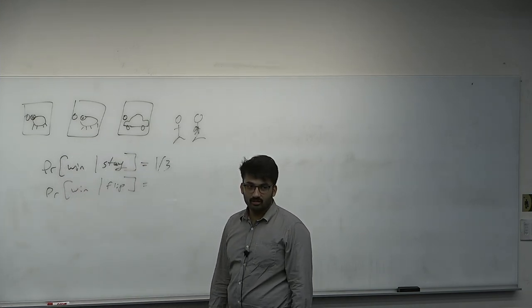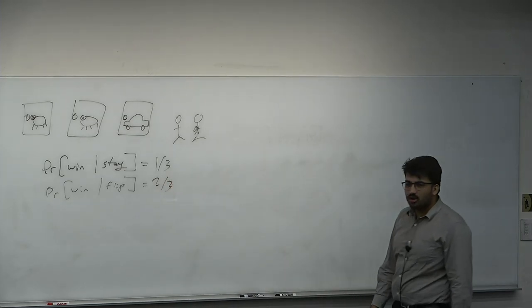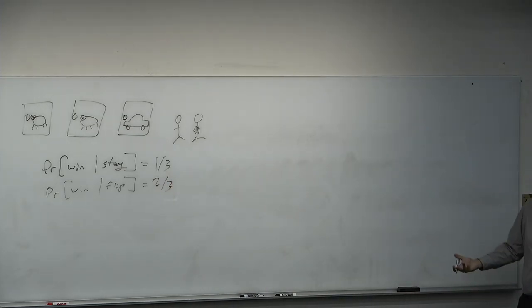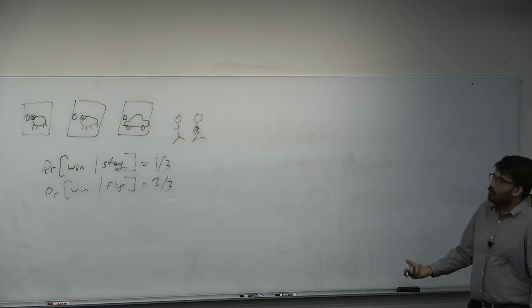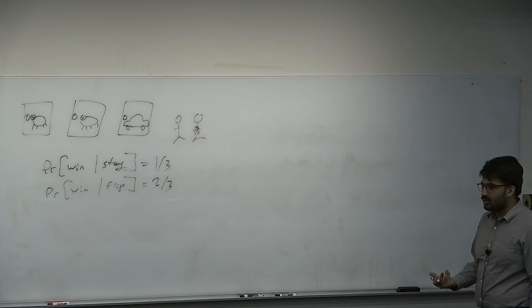It's two-thirds. Now, when this came out, everyone was shocked and horrified because this goes against very natural intuition. You should be asking, why is that two-thirds? What's the probability that I win, given that I flip my answer? Here's the reasoning behind it.